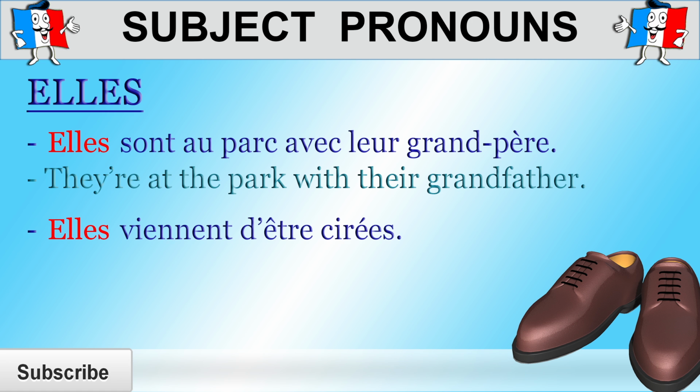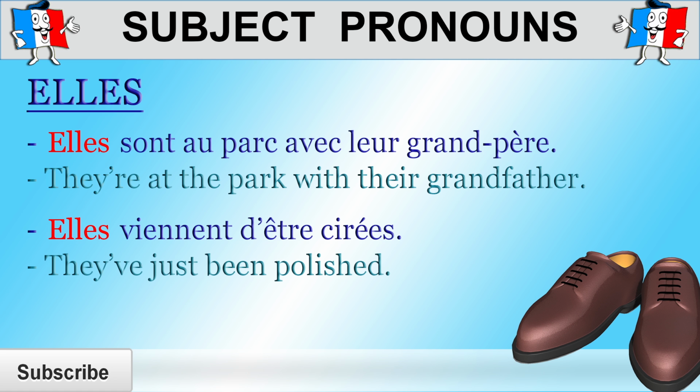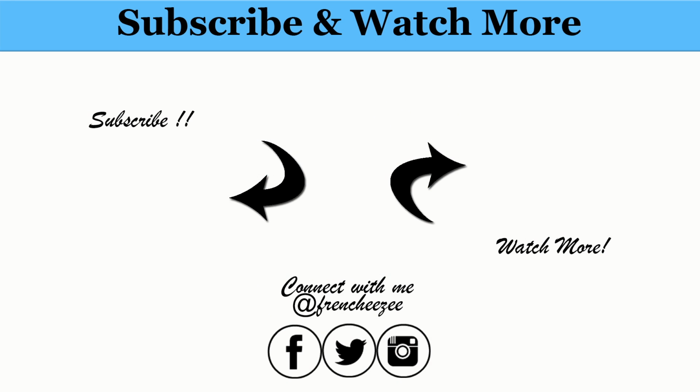And if you've just polished some shoes, being as a shoe, une chaussure, is a feminine noun in French, you could say, Elles viennent d'être cirées. They've just been polished. That's the end of the lesson.